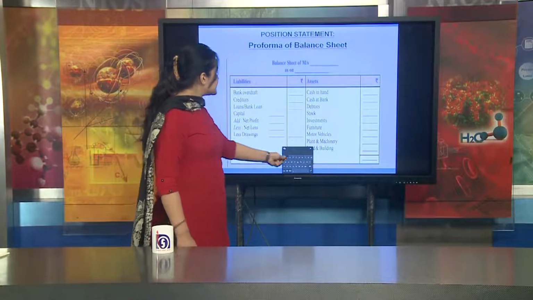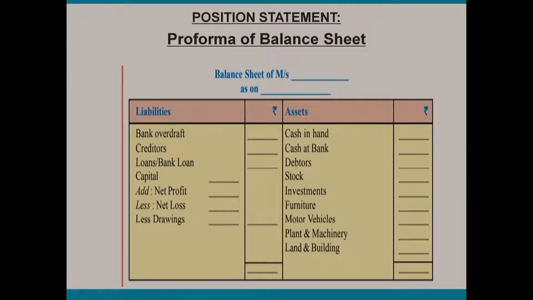So this you can see is a proforma of a balance sheet. On the top it is mentioned balance sheet of Messrs so and so, whatever the name of the firm, as on a date, because in the previous slides you have read that it is prepared on a particular date. So you will mention it as on that date. Like if you are preparing at the end of the year, it would be 31st December 2021. This side you can see is the liabilities side, and this side is the asset side.